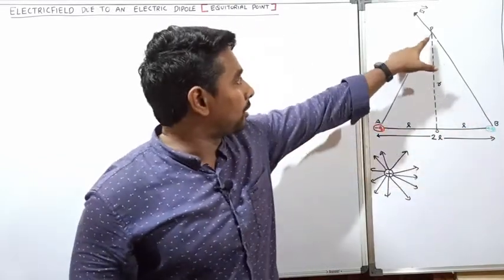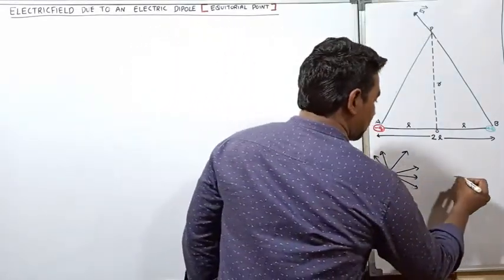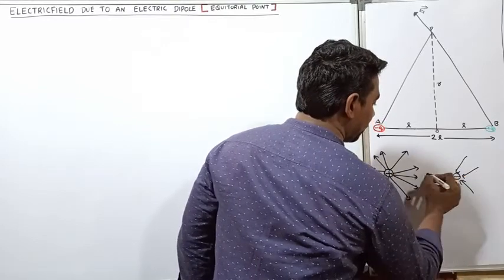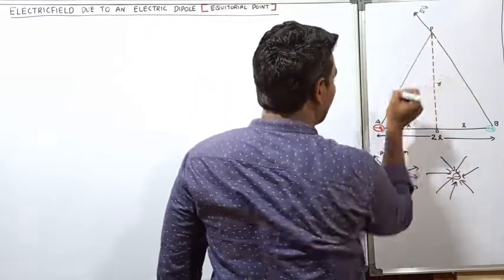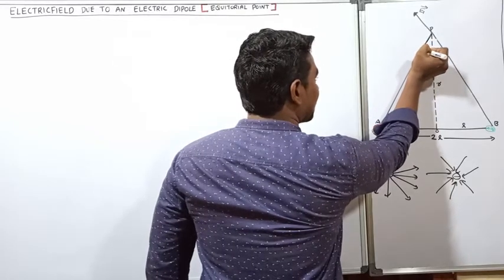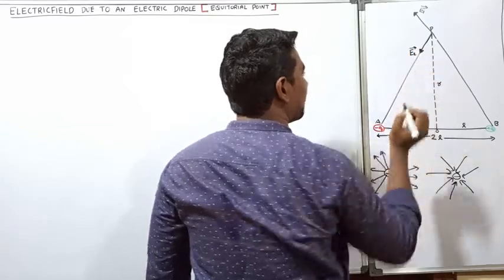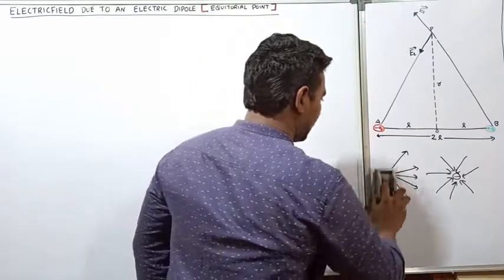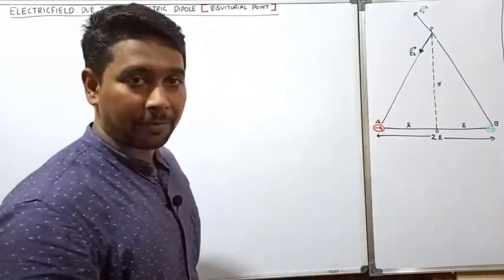Then how will you draw the electric field due to this charge? This is minus q. Negative charges always have an electric field directed inwards. So how will you draw the electric field direction over here due to this charge? Of course, it will be like this. Let's consider this is E2. Okay, this is E2. Then we have completed our diagram.